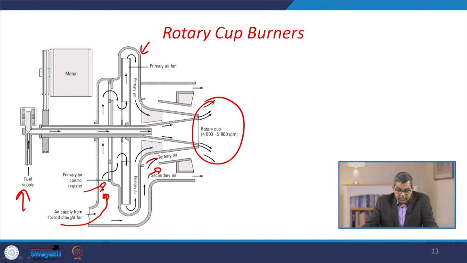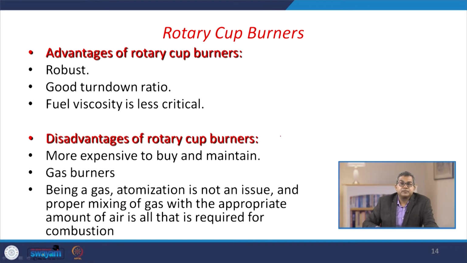maybe between 4000 to 5800 rpm, and in this way maximizes the heat efficiency of the burner, so that the energy and the combustible mixture are imparted to the main furnace zone. Again, the advantages of these rotary cup burners are that they are robust in design, have a good turn down ratio, and the fuel viscosity is less critical.